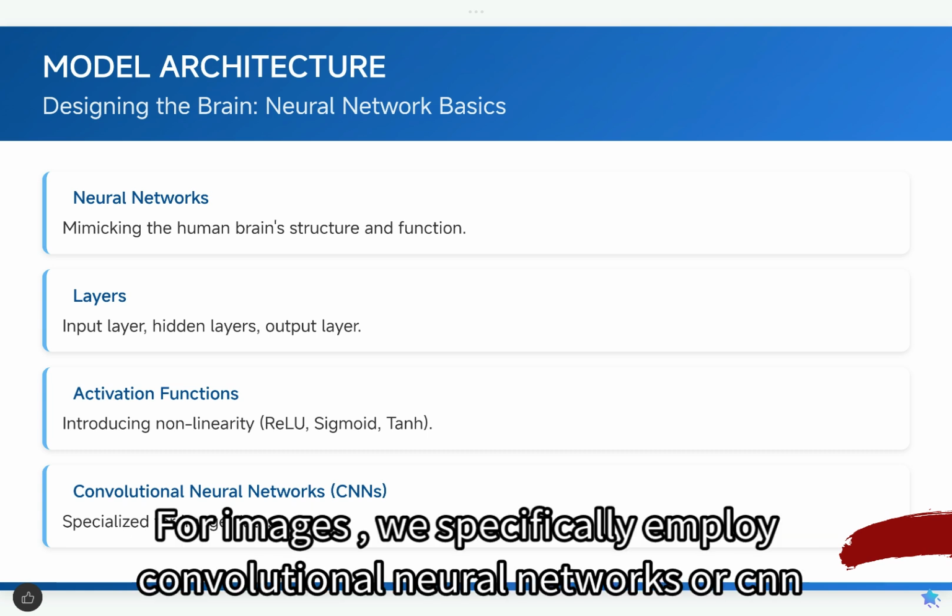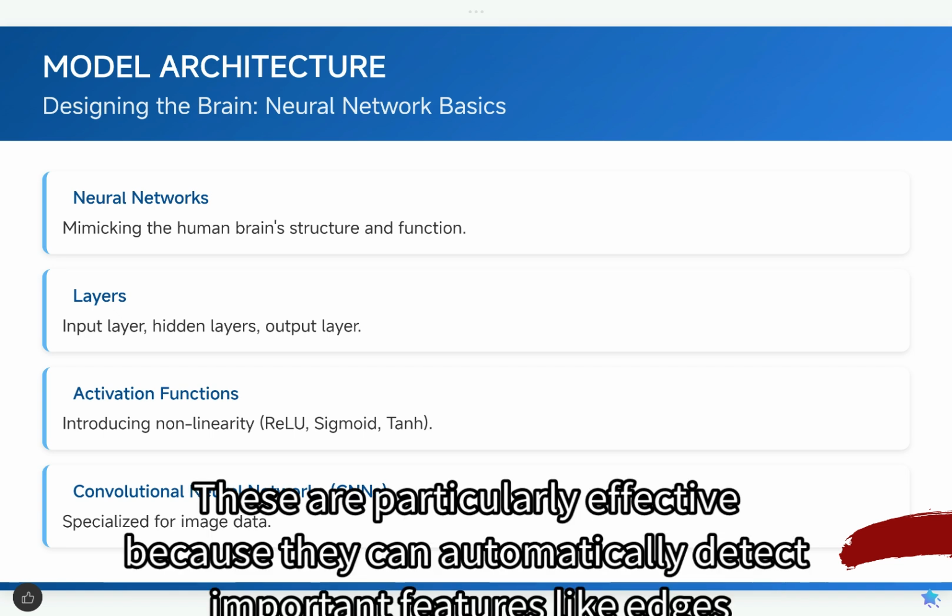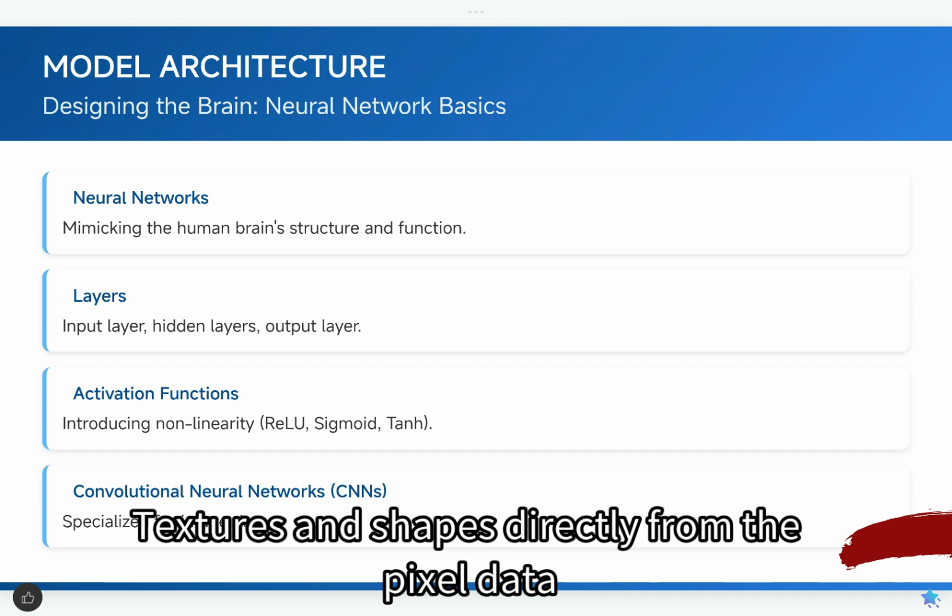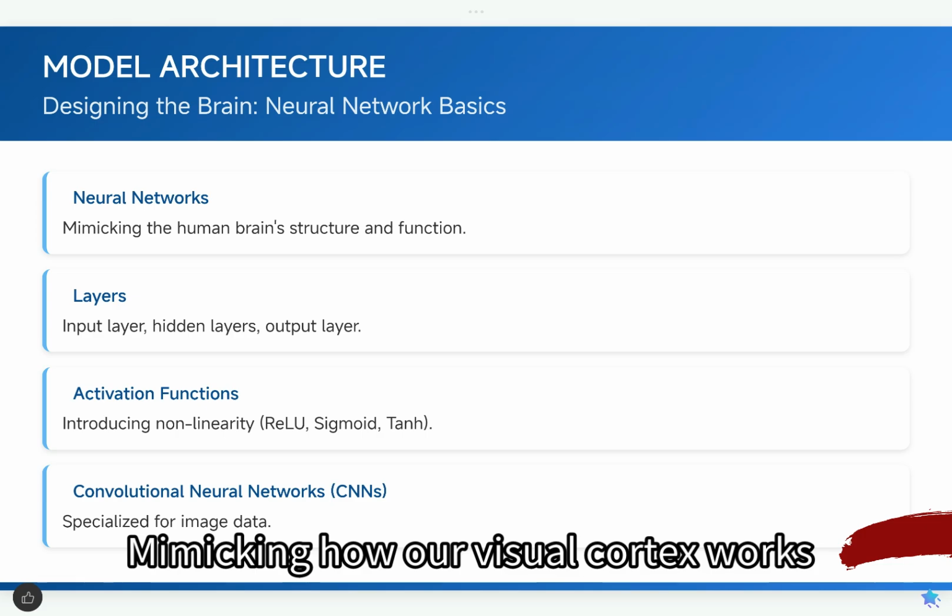For images, we specifically employ convolutional neural networks, or CNNs. These are particularly effective because they can automatically detect important features like edges, textures, and shapes directly from the pixel data, mimicking how our visual cortex works.